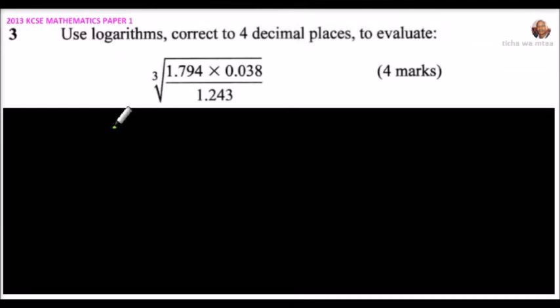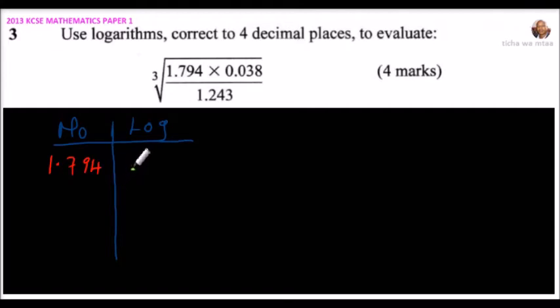So in this case, we will just make a table like this. We say this is a number, this is a logarithm. We are supposed to get the logarithm of, we can start by 1.794. Checking from your logarithm tables, the logarithm of this is 0.2538. That's a logarithm of 1.794. This is 0.038. We'll move this decimal two places to the right.